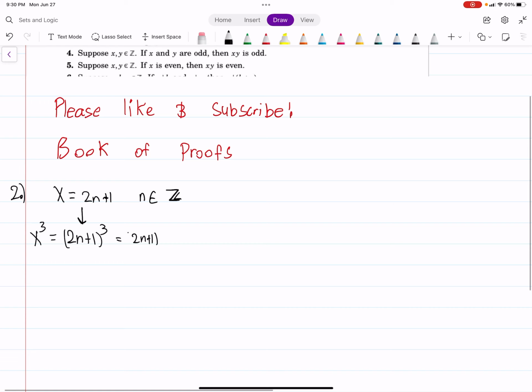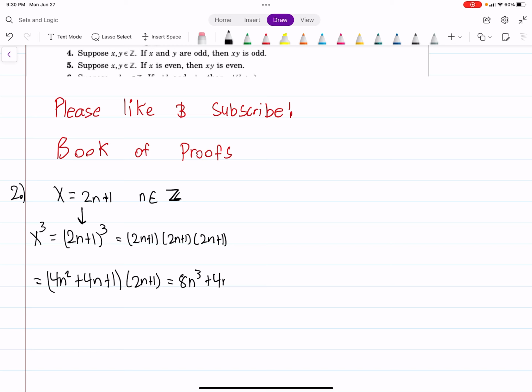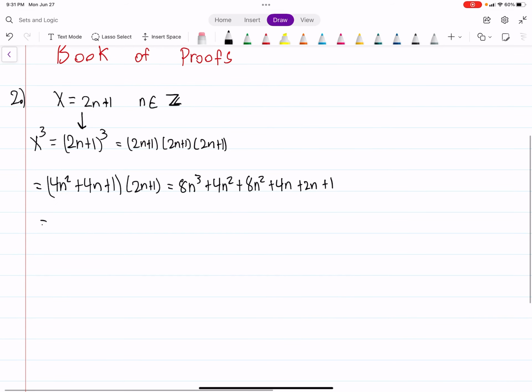And we can, of course, expand this if we'd like. And we can distribute. Let's see, that's 4n squared plus 2n plus 2n, so plus 4n plus 1, times 2n plus 1. Or 8n cubed plus 4n squared plus 8n squared plus 4n plus 2n plus 1. Just picking up like terms, we have 8n cubed plus 12n squared plus 6n plus 1.